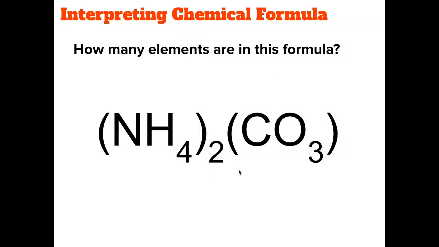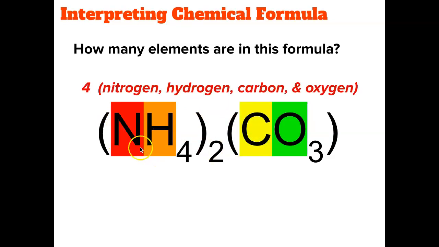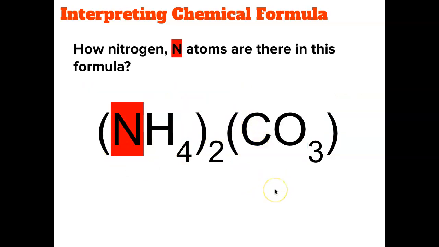The next part asks how many elements are in this new formula. So we have ammonium carbonate. And what we're going to do here is we're going to look again for the capital letters. So this time we have more capital letters. We have capital N, H, C, and O. So that means in this formula we actually have 4 different chemical elements. We have nitrogen, hydrogen, carbon, and oxygen. So 4 different elements because we have 4 different capital letters.